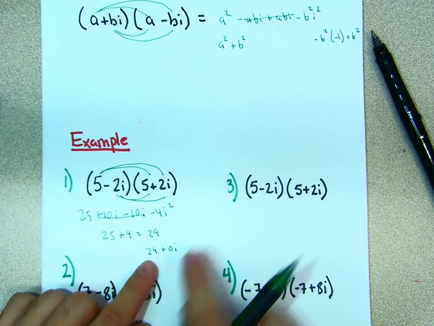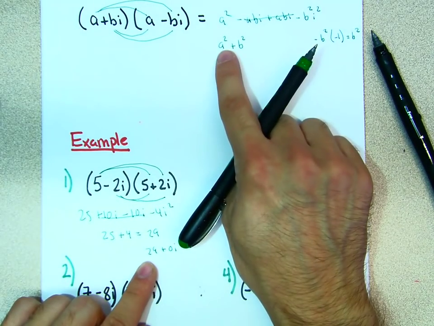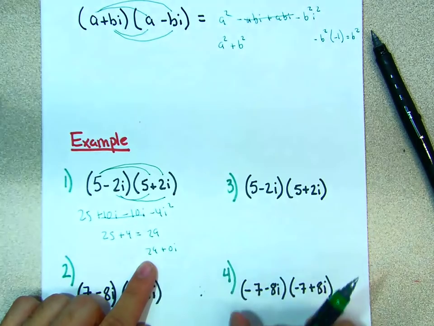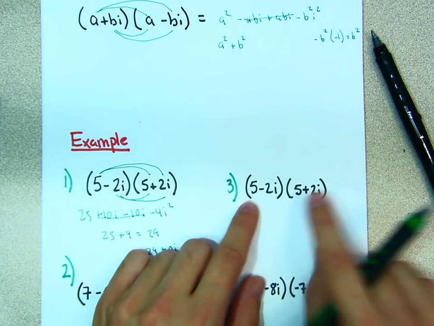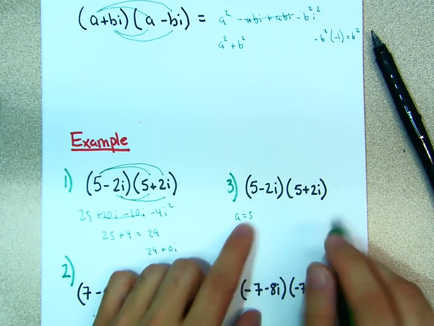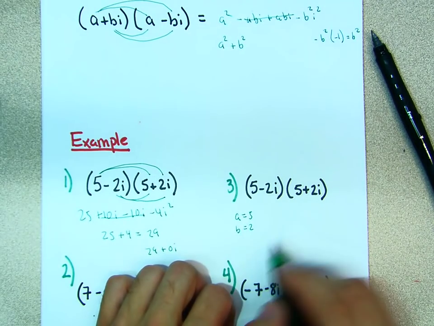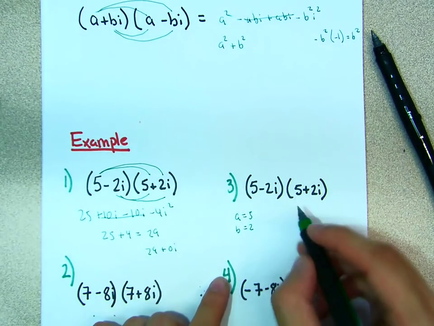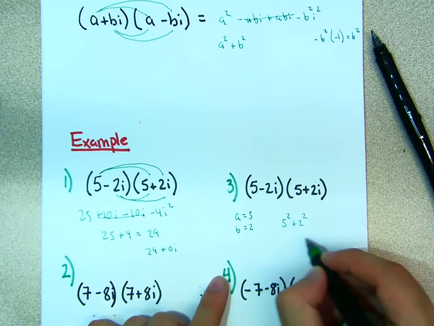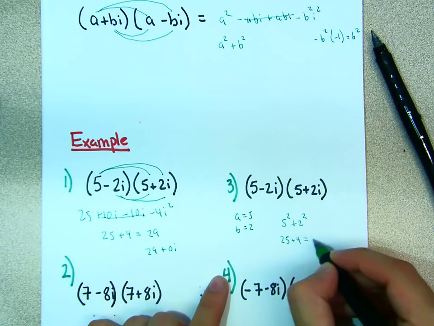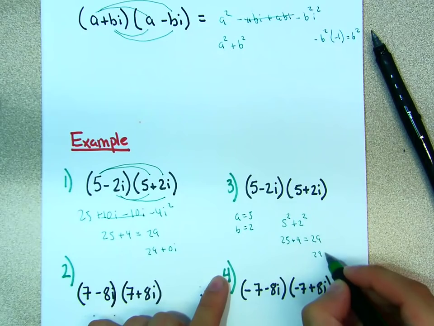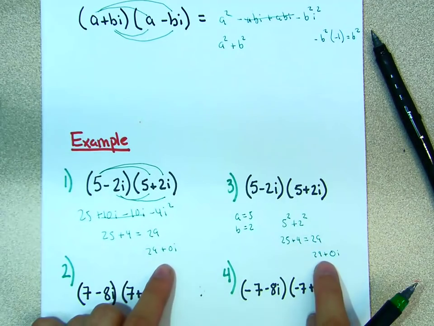But notice, you could just do this formula. You're literally just doing a squared plus b squared. Here, what's my a? 5. What's my b? 2. Right? The sign doesn't matter. If you do this, what is 5 squared plus 2 squared? That's just 25 plus 4, which is 29. Or 29 plus 0i. And notice we get the same thing.